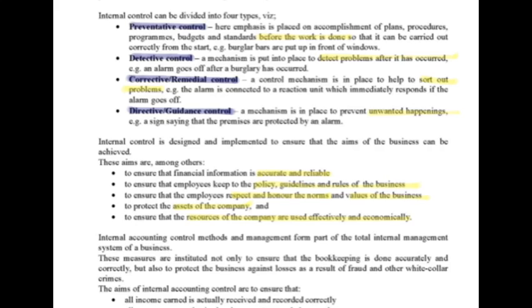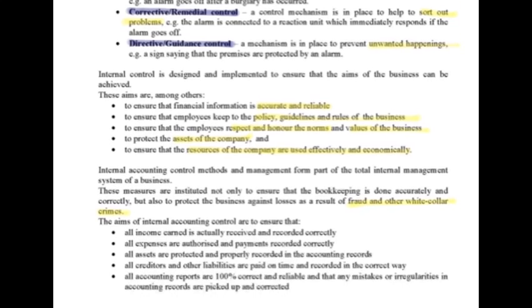So internal accounting control methods and management form part of the total internal management system of the business. These measures are instituted not only to ensure that the bookkeeping is done accurately and correctly, but also to protect the business against losses as a result of fraud and other white-collar crimes.